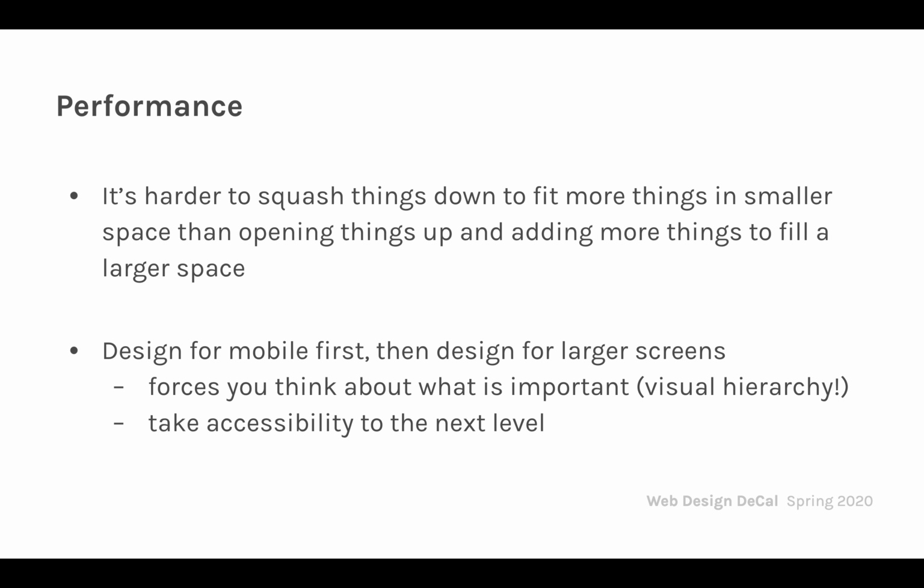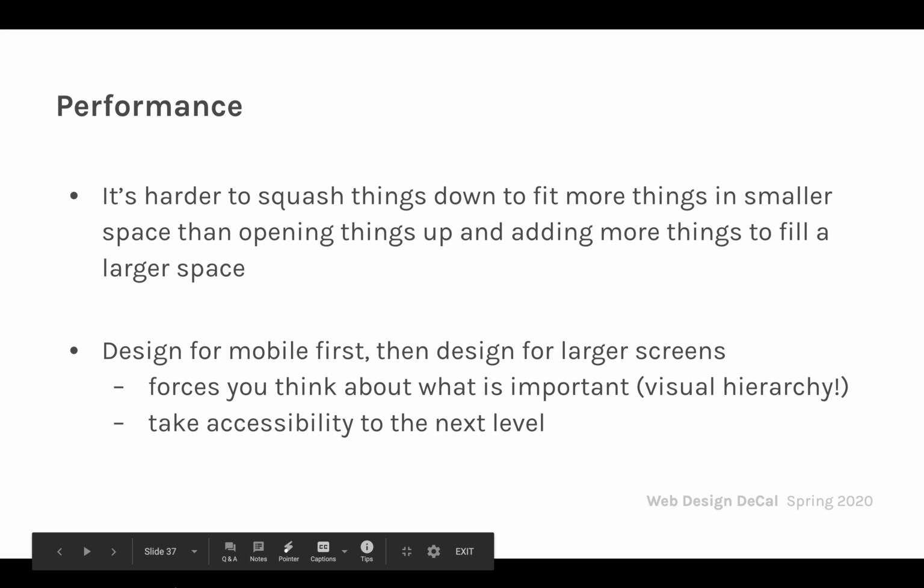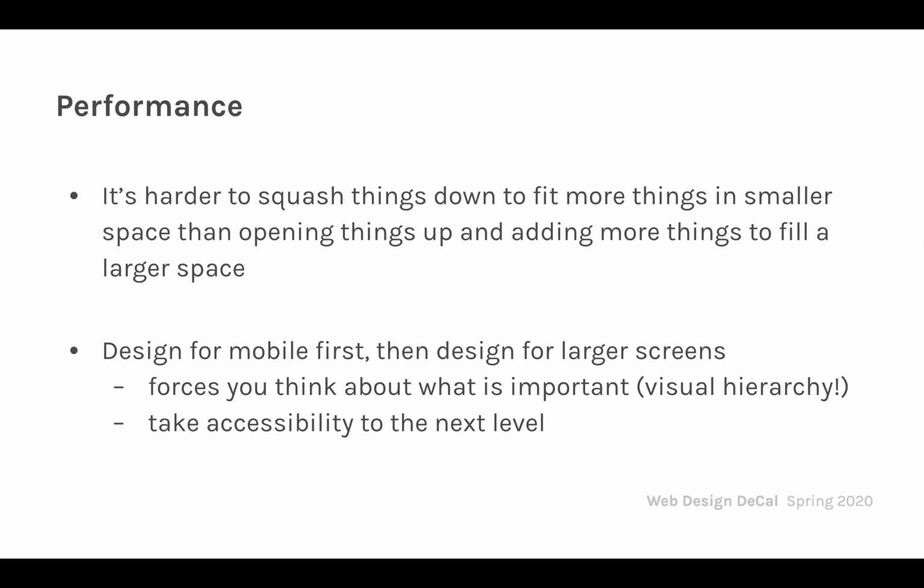It's harder to squash things down from a big screen that has a lot of UI elements, to fit more things into a smaller space, than opening things up and adding more things to fill a larger space. So design for mobile first and then design for larger screens. We're not necessarily saying that this has to be the way you do things from now on or with regards to your final project, but it's something you might want to consider. Because designing for mobile really asks you to consider what are the bare bones of your website. What are the most important things, right?